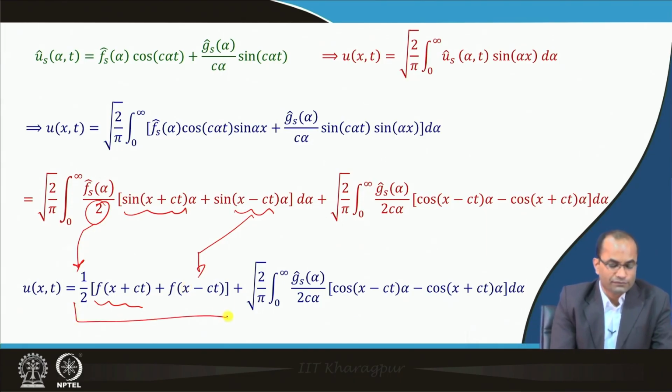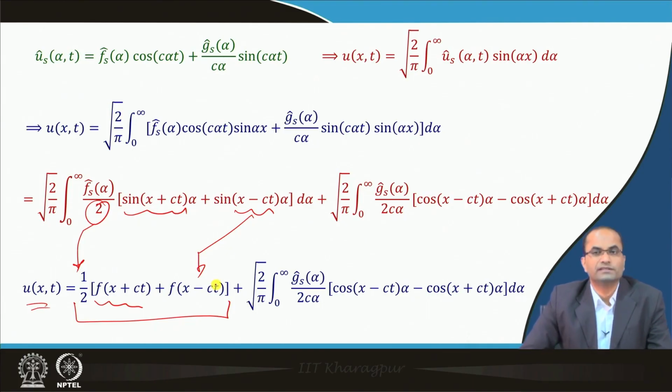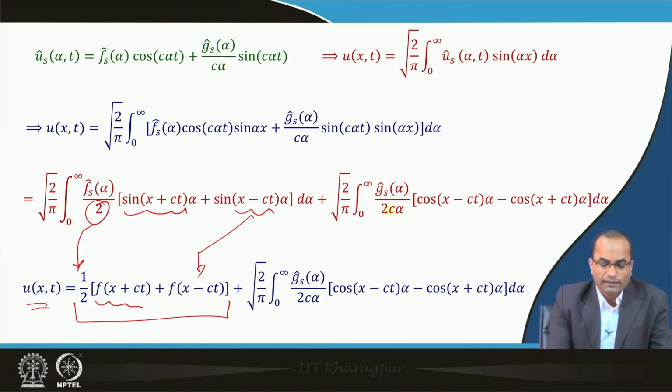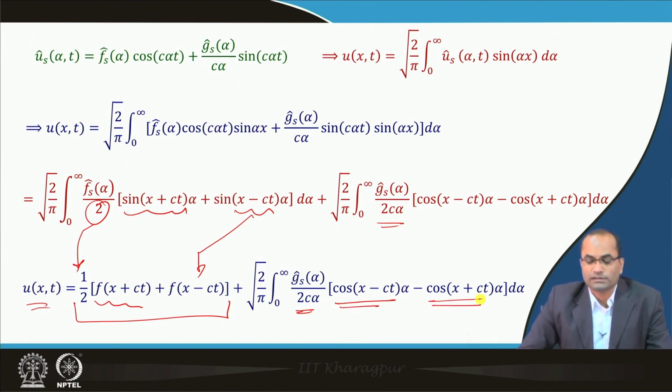So, we are fine with this first term now: u(x,t) is half of f(x plus c t) plus f(x minus c t). This is exactly the D'Alembert solution we got earlier using Fourier transform, and then because here g was not 0, we have the g_s hat term over 2 c alpha and then cos(alpha (x minus c t)) minus cos(alpha (x plus c t)).